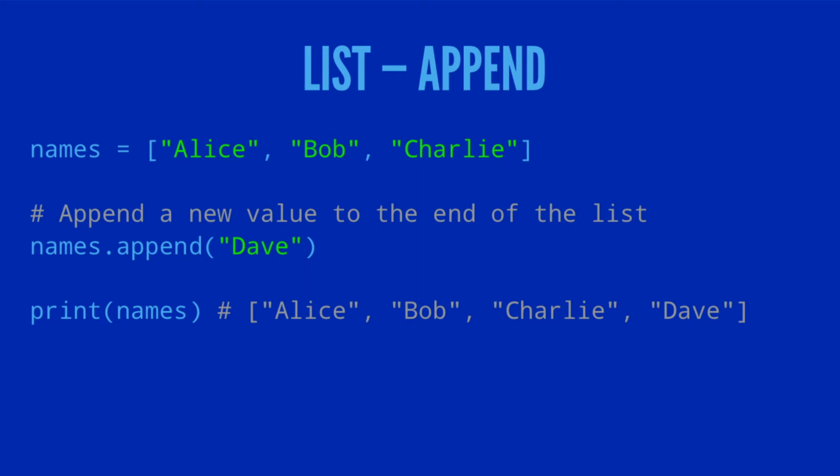So dot append is just adding. So append is to add. So if you see dot append, it means it's adding to something. And in this case, because we are putting the name of our list in the front, so names dot append Dave, and then you can see it's added Dave to the end here.